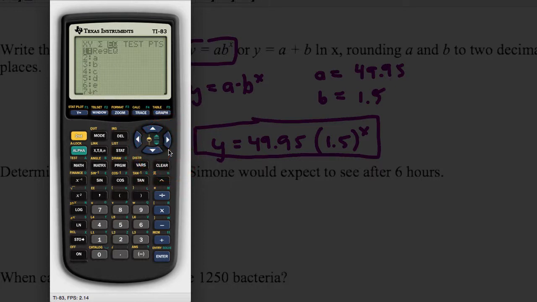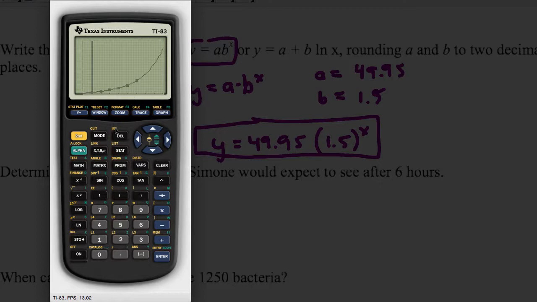I mean, who's going to remember this, right? And you're going to take that first one, and there you go. It's now in there. So if I hit graph, I should get the graph showing up, and it should go right through those points, or very, very close to those points. And that's looking very, very good there.